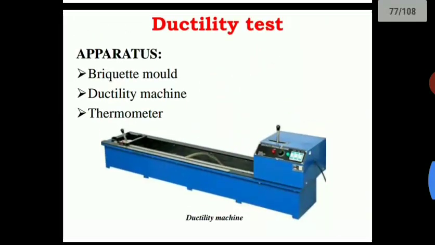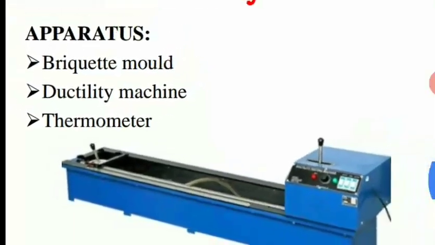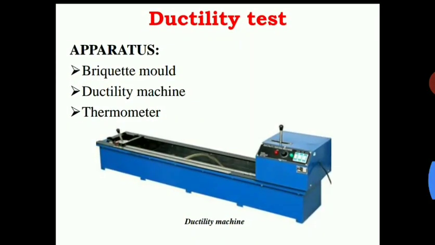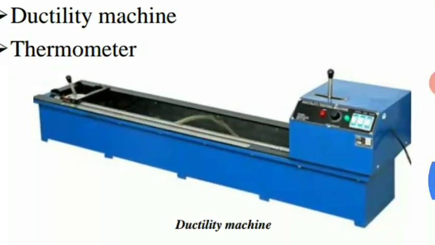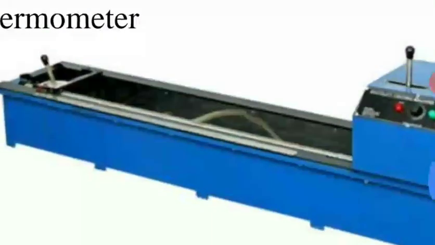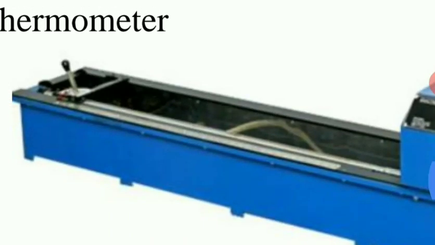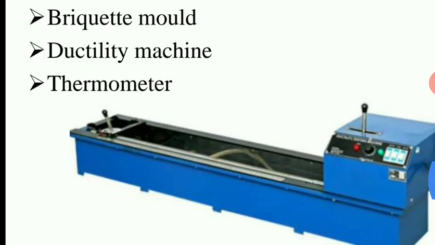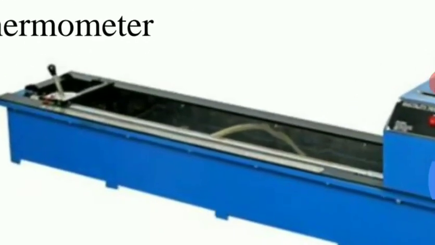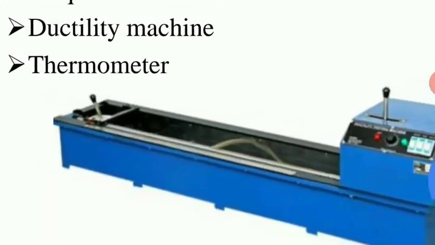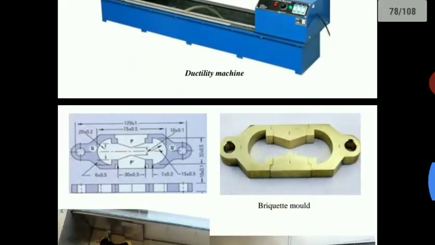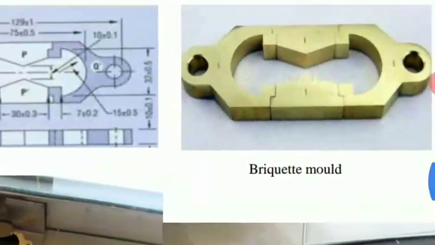To conduct this test, we require a briquette mold, a ductility machine, as well as a thermometer just to measure the standard temperature. This is a ductility machine you can see here. Within this part, you can see the arrangement of the ductility molds, which we call briquette molds. In this part, you can see three different briquette molds. We'll see that in the next figure. This is a briquette mold here.